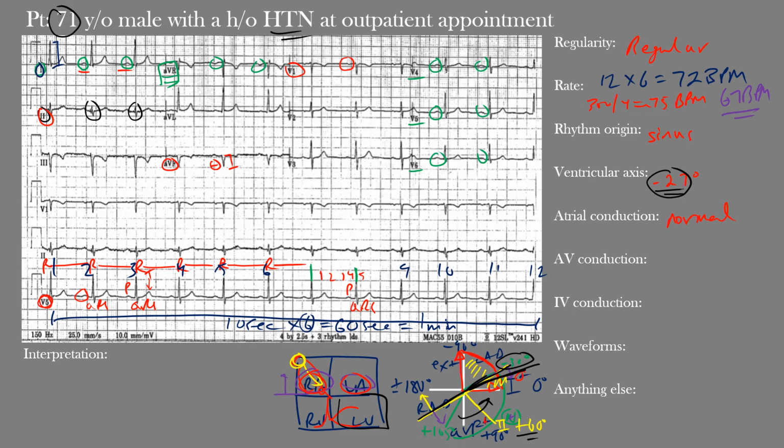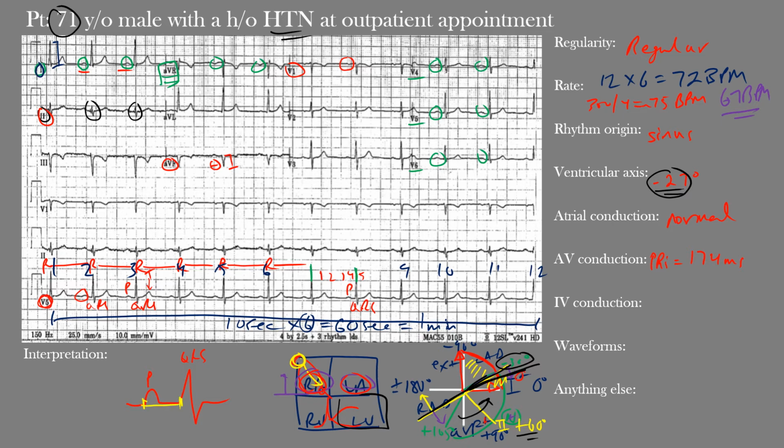Here, the PR interval is within normal limits, and it was actually 174 milliseconds, which is within that 120 to 200 millisecond range. So this is a normal PR interval. Remember, when we look at the PR interval, if this is our P wave and this is our QRS complex, the PR interval is from the beginning of our P wave up until the beginning of our QRS complex.